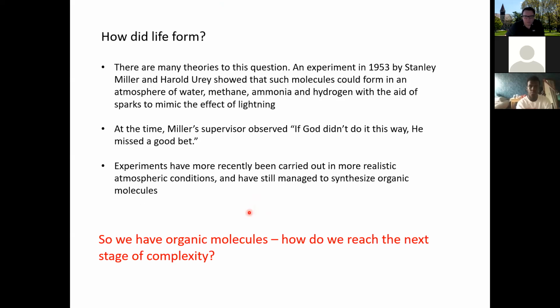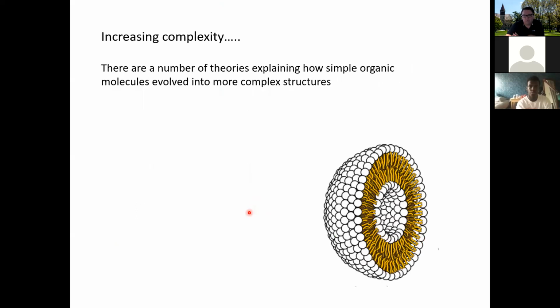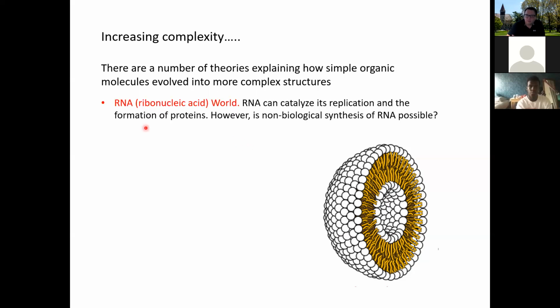So how do we reach the next stage of complexity? How do we have organisms form? How do we have organisms start to replicate these materials? Quite frankly, this is also still relatively poorly understood. There are still a number of theories that explain this, and we'll start from the simpler ones and make you aware of them, without going into great detail. The first theory is called the RNA, or ribonucleic acid, world. The key aspect there is that RNA can catalyze its own replication, and it can catalyze the formation of proteins.